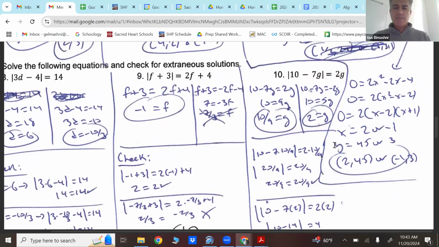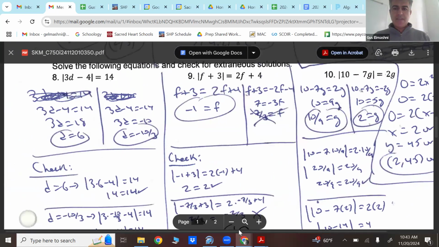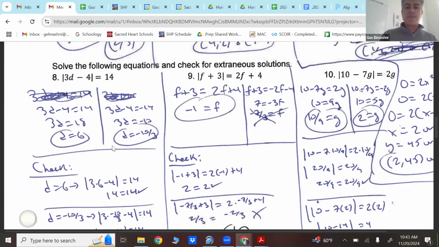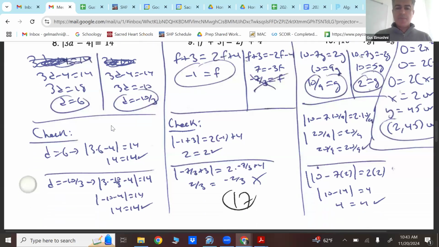Okay, so for 8, 9, 10, these are all absolute value equations. The best way to handle these is to take the expression inside the absolute value and set it equal to the other side. But the other side also has to be its negative counterpart too. So it's not just 14, it also equals negative 14. You have to look at both. And when you check, both do work out, so they're fine.